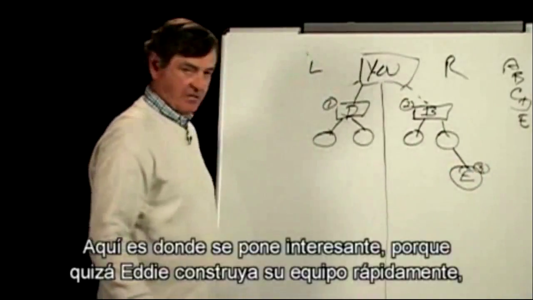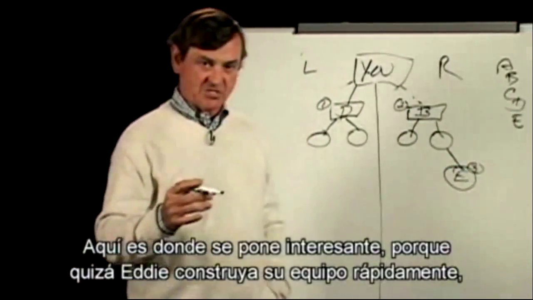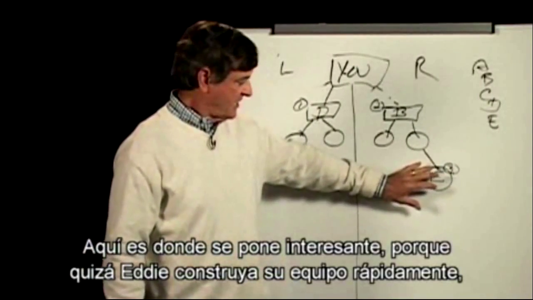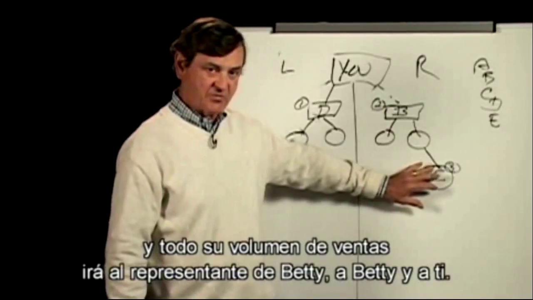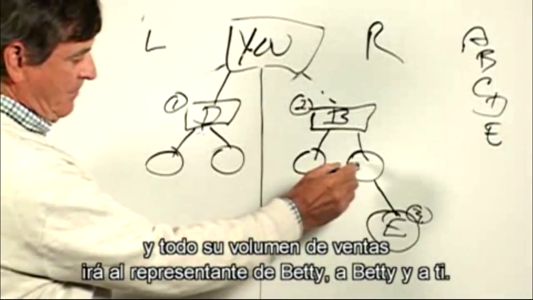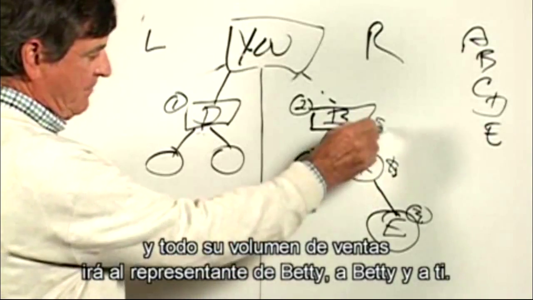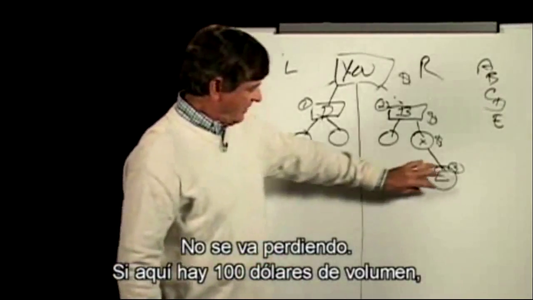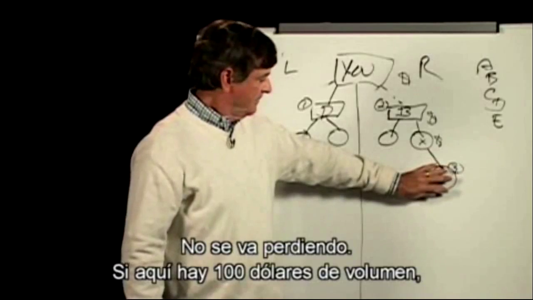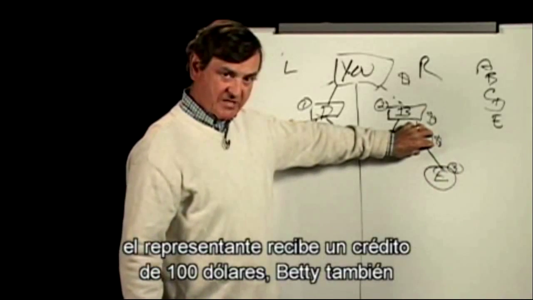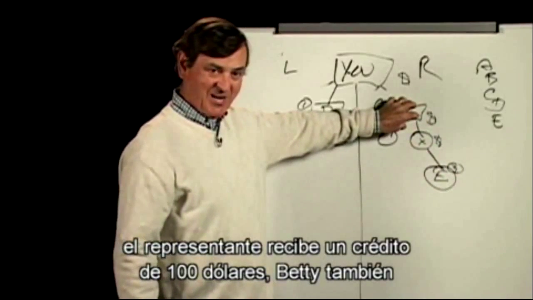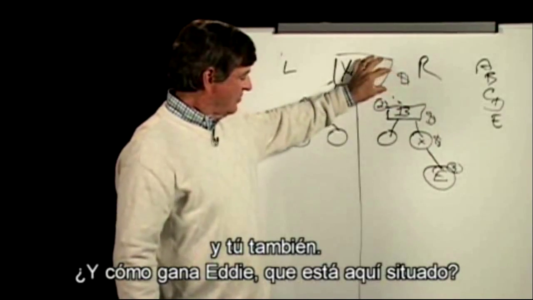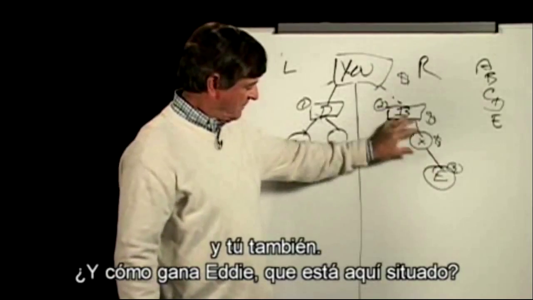Now, here's where the spillover volume is kind of interesting, because Eddie might start building his team pretty quickly. All of his sales volume accrues to Betty's rep here, to Betty, and to you. It doesn't water down. So if there's $100 in volume here, this rep gets $100 credit, Betty gets $100 credit, and you get $100 credit.